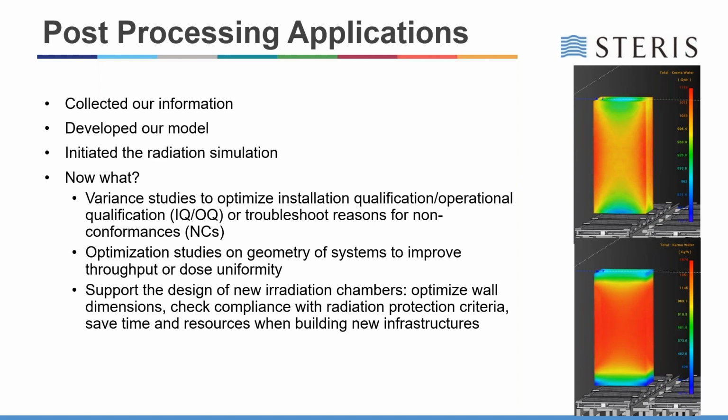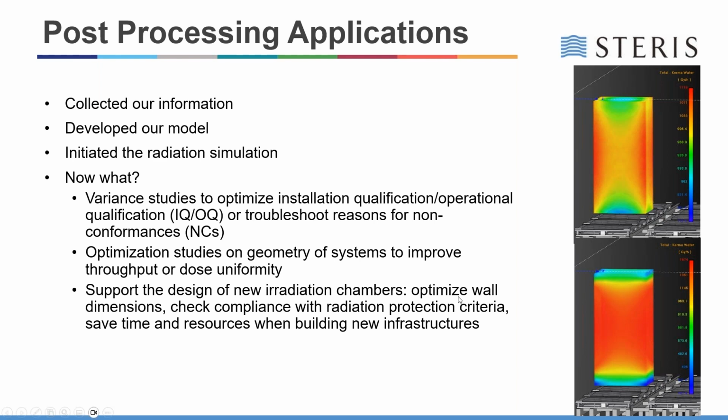Finally, the last bullet shows the supportive design of new irradiation chambers. And this is something that has already been used and historically has done an excellent job of being able to plan and anticipate and place radiation safety when designing facilities. So this shows being able to determine the thickness of walls or check compliance with the existing radiation protection criteria, and also being able to do all of this before the time and resources are put into building new infrastructures.